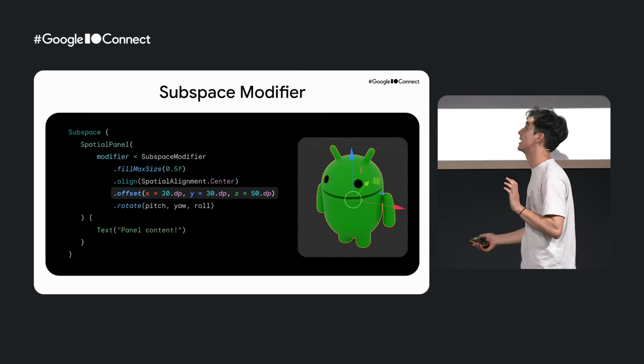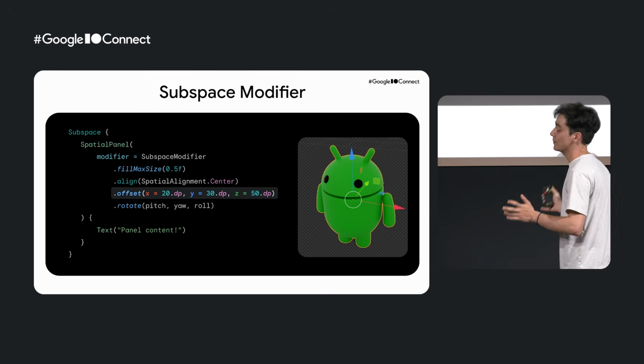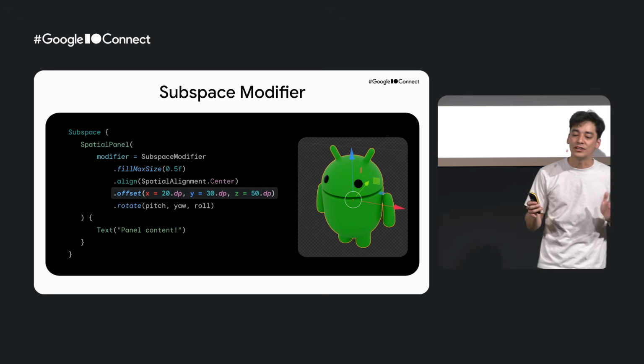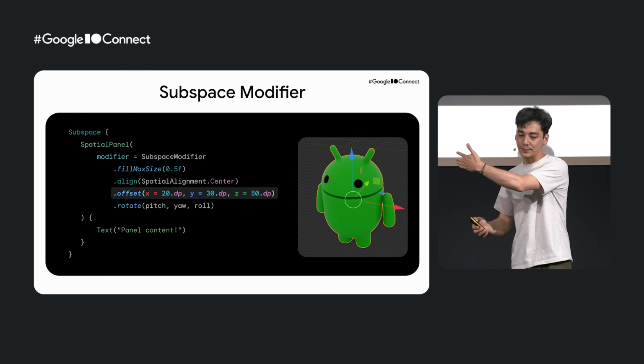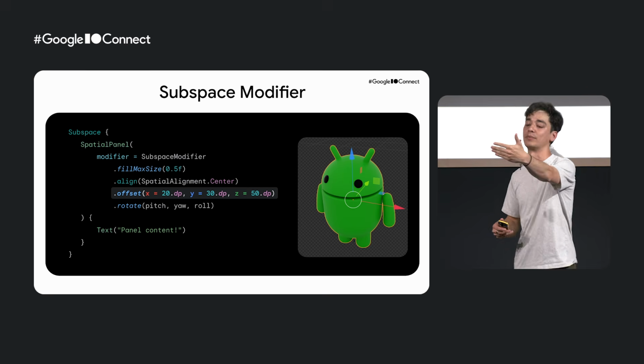I've kind of color-coded them here. So in the left to right layout direction, the X value in the positive direction moves to the right. And positive Y is going to go up, and positive Z is going to move away from the user.